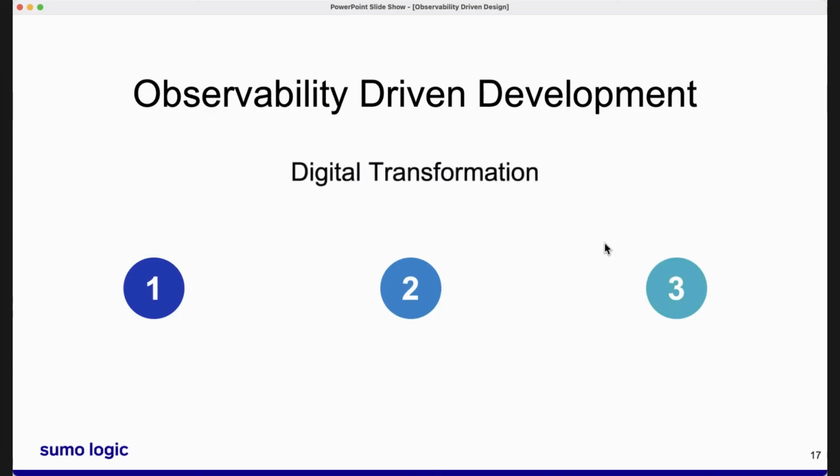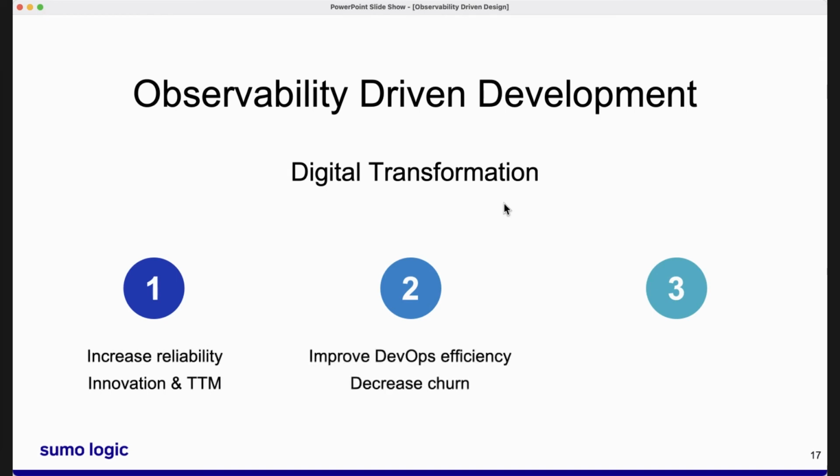I hope you've enjoyed this talk. I hope that you've taken something away. I just want to leave you with these three things. Observability-driven development is the key to digital transformation. Through that, you get increased reliability, innovation, and time to market. You get improved developer efficiency or DevOps efficiency and a decrease in churn, because your resources are spending less time doing swivel chair and all of these other things trying to establish reliability. They have more time to innovate. And this convergence of DevSecOps and moving this all to the left is a way to really increase the value of your data in the organization.